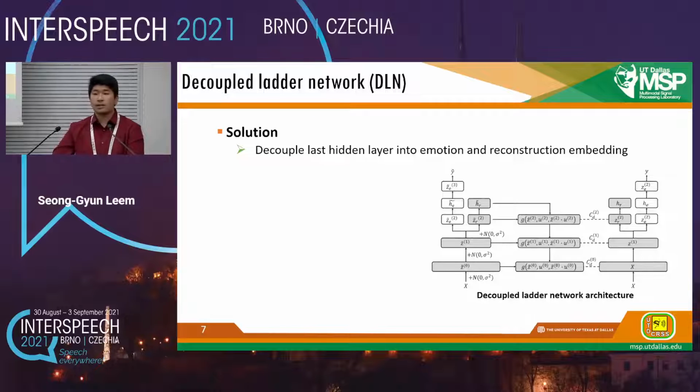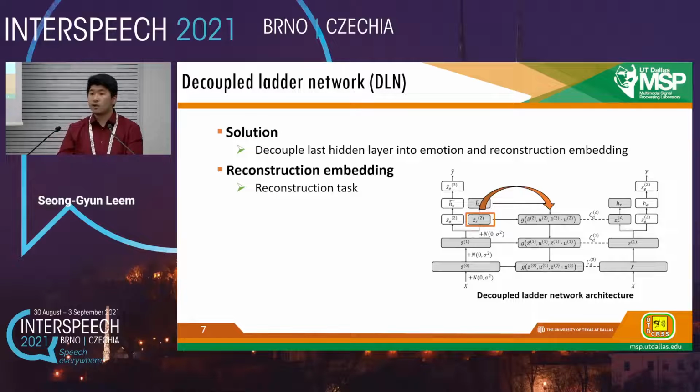Therefore, we propose the decoupled ladder network architecture, which decouples the last hidden layer of the encoder into two different embeddings. First embedding is the reconstruction embedding. Reconstruction embedding is only fed into the decoder, and the decoder does not reconstruct the emotion-related layers.